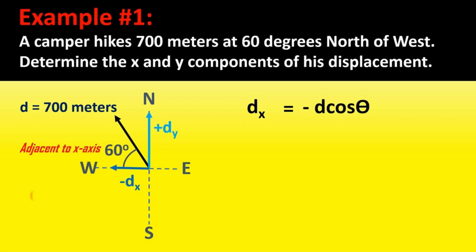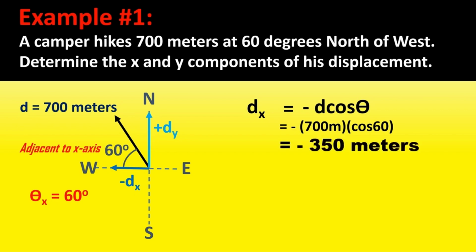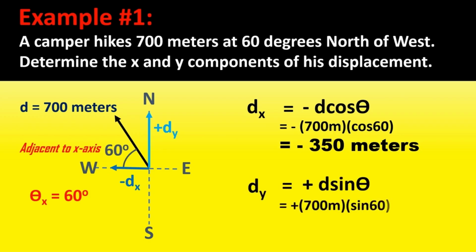Dx is equal to negative d cosine theta. We attach a negative to the equation since dx is directed to the left. Dy is equal to d sine theta. We attach a positive sign to the equation since dy is directed upward.